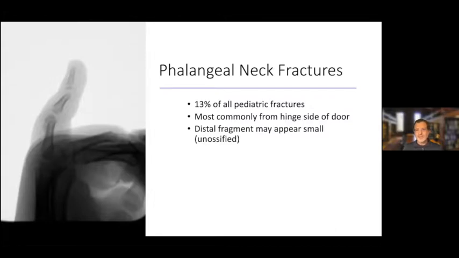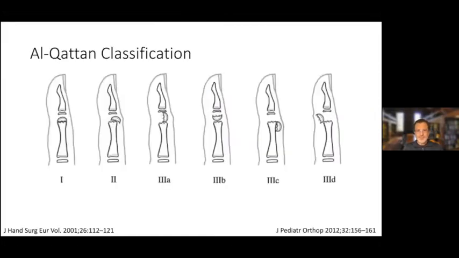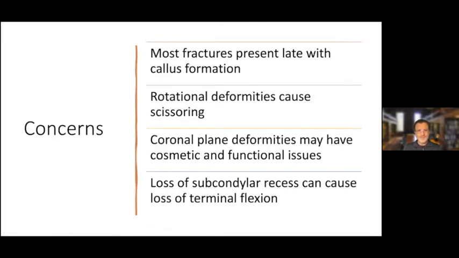The distal fragment may appear small in younger children because it can be mostly unossified. And so the fragment's actually larger than it appears most of the time. There is a classification, as there is for all fractures. Here's the Alcaton classification, which basically is 1 is non-displaced, 2 is dorsally displaced, and then the 3s are displaced in unusual and fanciful ways.